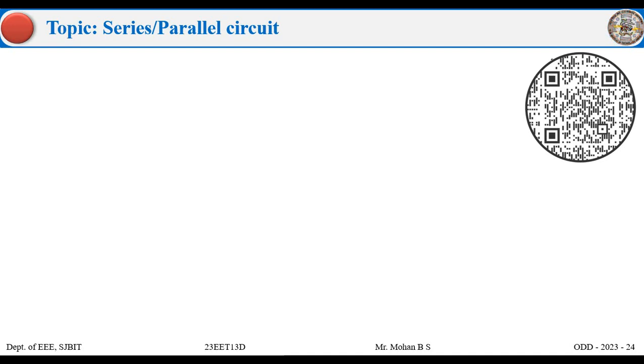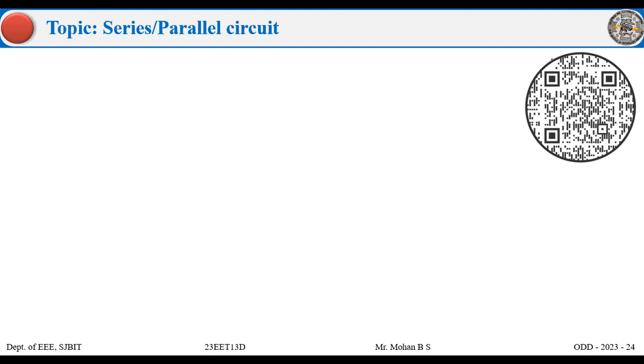So each element will have two ends. A resistance has two ends, A and B, for example. That is called a node. A mere connection of two elements forms a node. What is a branch? In a branch, it will have two ends where the current remains the same. So let's take an example here.